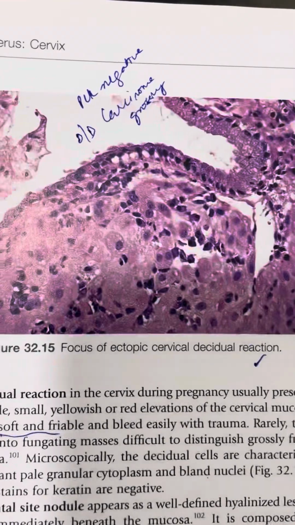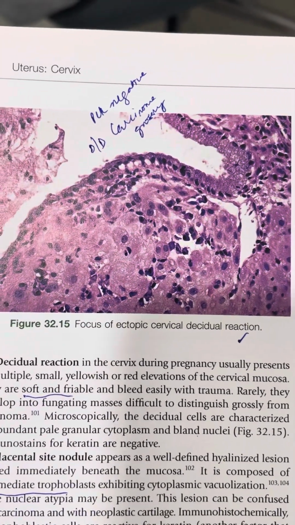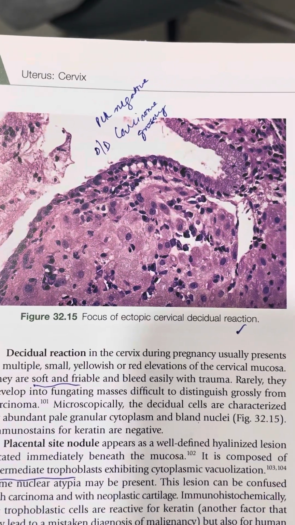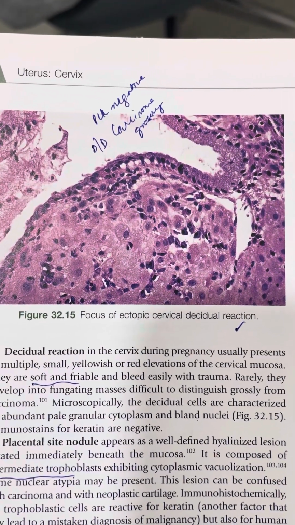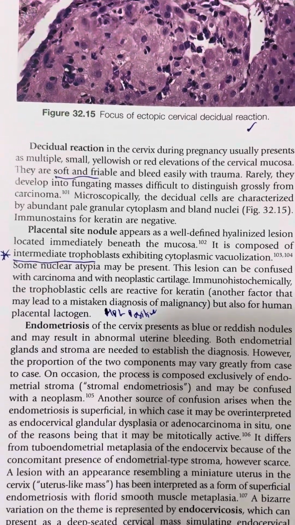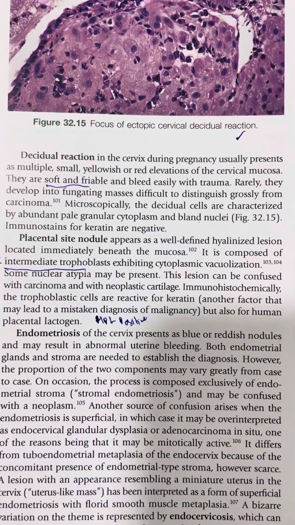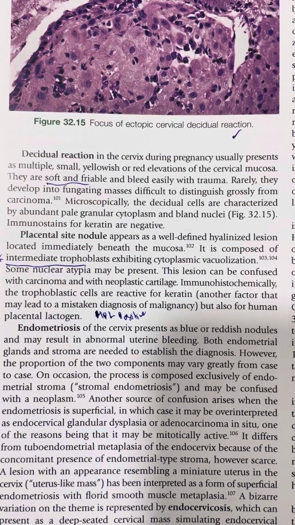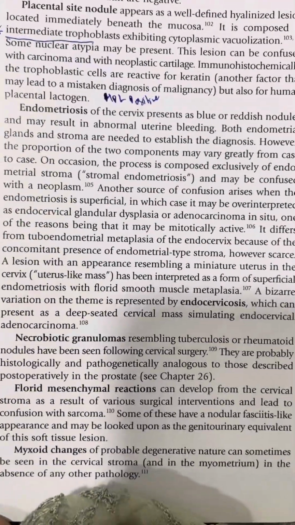Then this is the decidual reaction. Decidual reaction can look grossly like a carcinoma, which is friable. So that is a very worrisome feature, but these will be PCK negative. Then placental site nodule is nothing but a collection of intermediate trophoblasts. If you do the human placental lactogen, it will be positive. And sometimes endometriosis can happen.